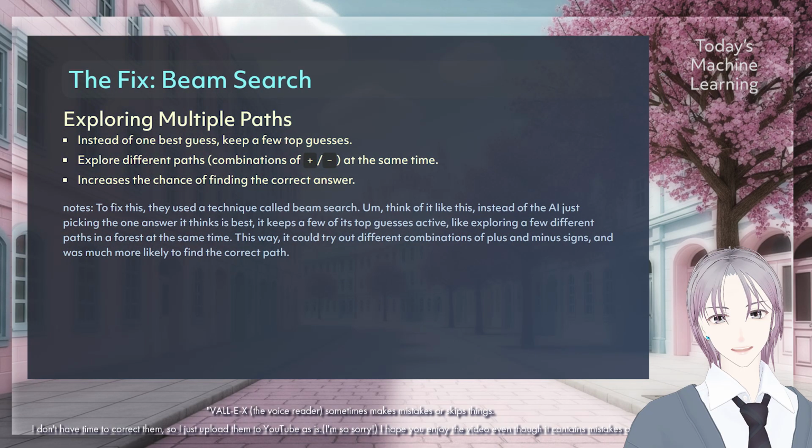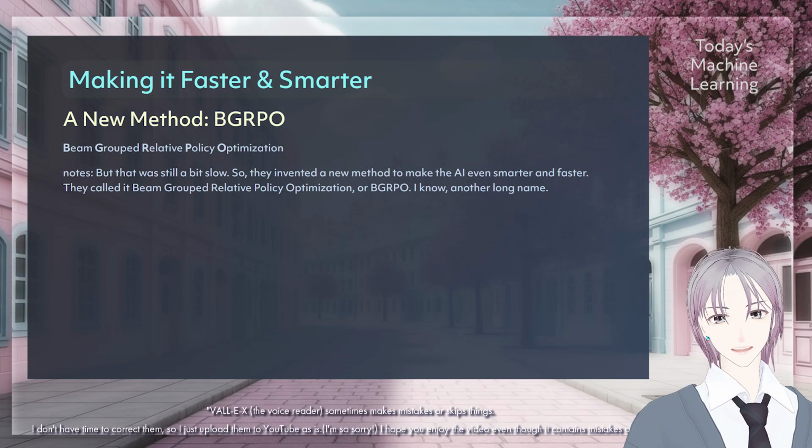To fix this, they used a technique called beam search. Think of it like this. Instead of the AI just picking the one answer it thinks is best, it keeps a few of its top guesses active, like exploring a few different paths in a forest at the same time. This way, it could try out different combinations of plus and minus signs, and was much more likely to find the correct path, but that was still a bit slow.